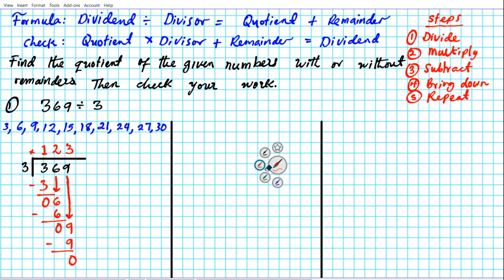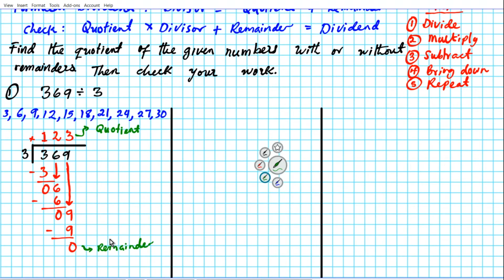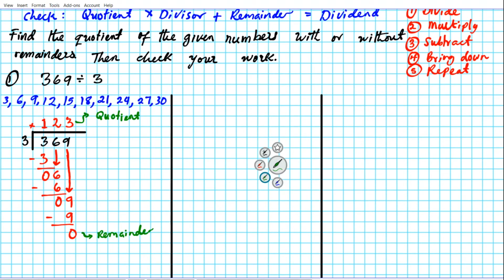So what is the significance of the different parts of the answer that we have here? This number 123 is the quotient. And this number that we have right here is the remainder. Now let's go ahead and write down our answer for question number 1. 369 divided by 3 is 123 remainder 0. But when you have 0 as a remainder, you don't have to write it. Just write down the quotient component. 123 is the answer to this question.